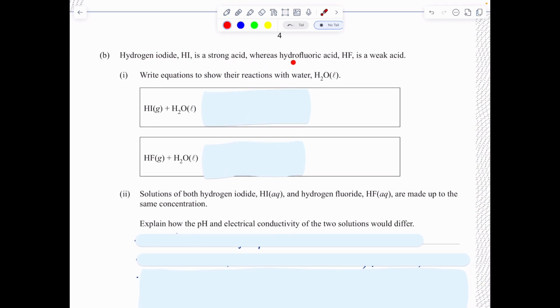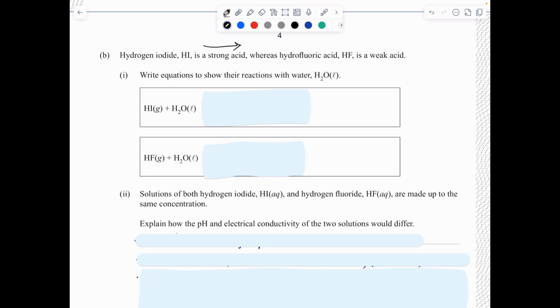Hydrogen iodide is a strong acid, whereas hydrofluoric acid is a weak acid. Write equations to show their reactions with water. Okay, a clue for you. Strong acids, such as HI, are they going to fully dissociate or partially dissociate? I want you to think about that. They're going to fully dissociate. So whenever we have full dissociation of something, remember that arrow is going to be direct, because all of it's breaking up into ions.